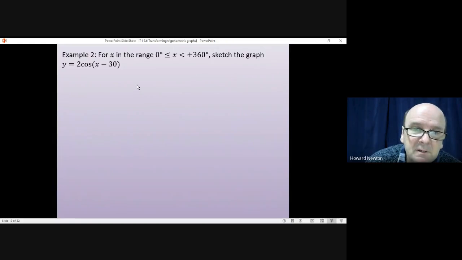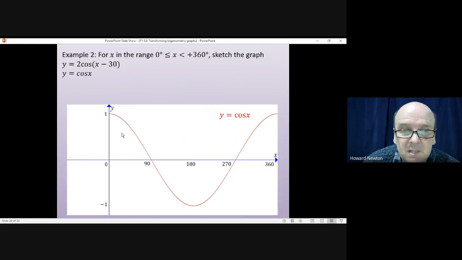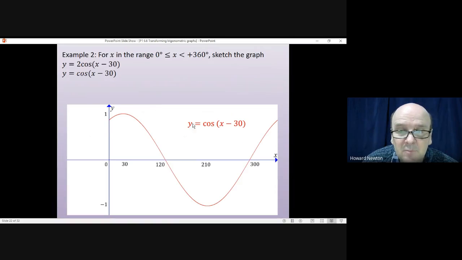Okay, let's have a look. So first of all, we'll sketch cos x between 0 and 360. It would look something like that. Then we'll sketch cos x minus 30, which means it's going to move to the right by 30 degrees. So the whole graph would shift right by 30.